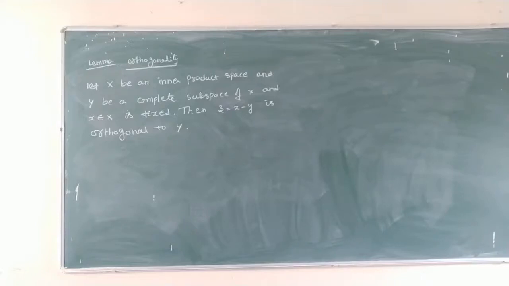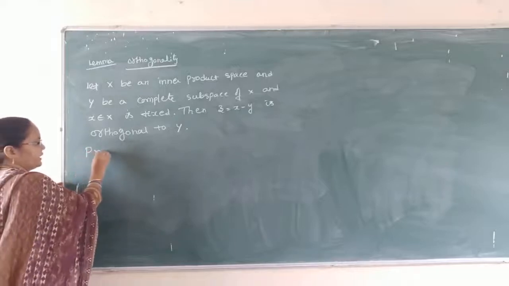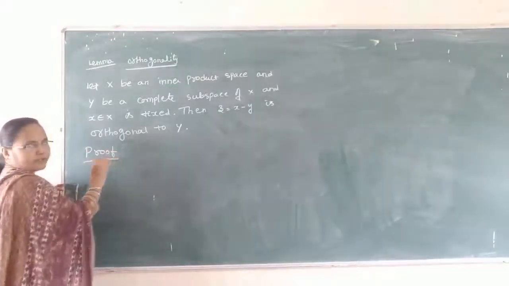See our theorem or lemma, orthogonality lemma. The statement is, let X be an inner product space and Y is a complete subspace of X, and small x belongs to capital X is fixed. Then we have to show that z equal to x minus y is orthogonal to Y. In this proof, first we are writing the given conditions. Later we have to write our proof.